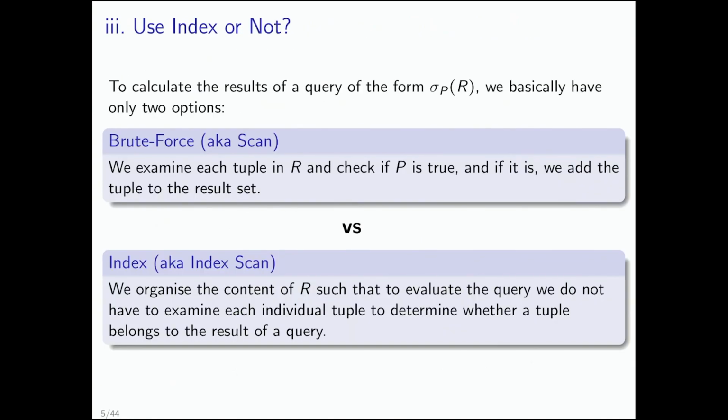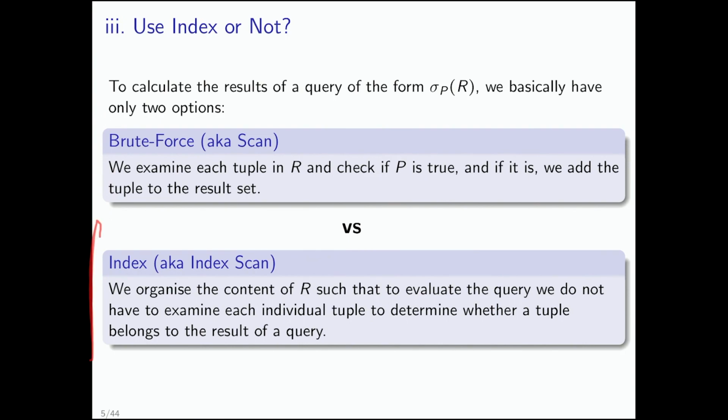Use the index or not use the index, that is challenge number 3. Basically, whenever there's a condition like that, you have these two options. You use a brute force approach, meaning you scan the input relation. So we examine each tuple in R and check if the filter predicate is true, and if that is the case, we add the tuple to the result set. That's a brute force approach. You can always do that. That's fine. But typically, you want to do something which is much better.